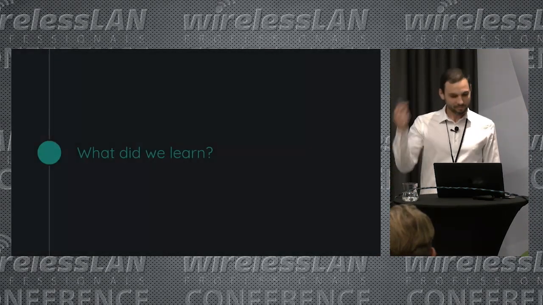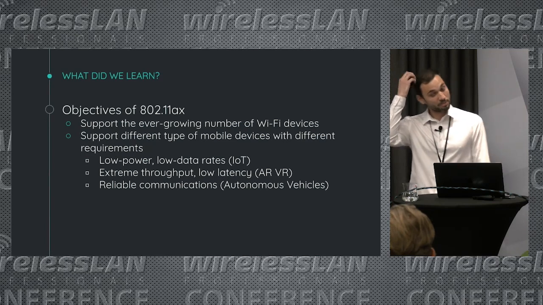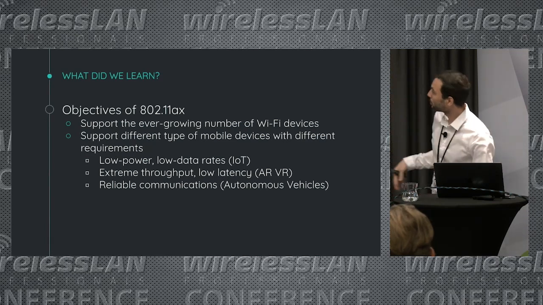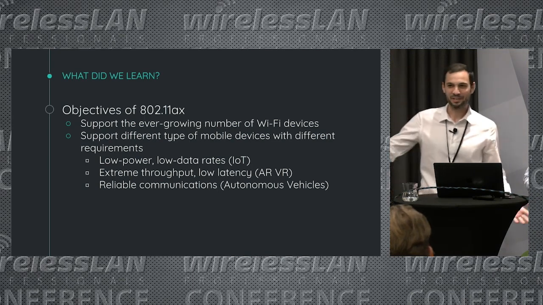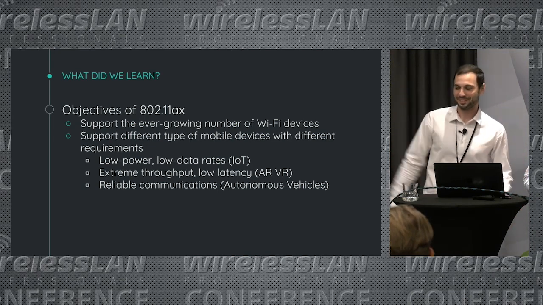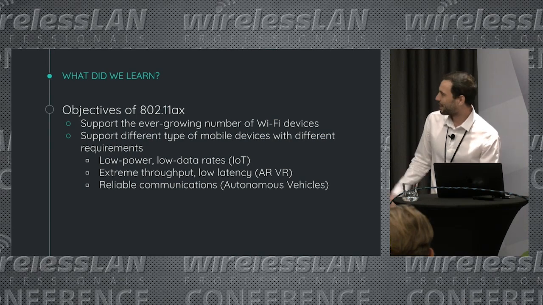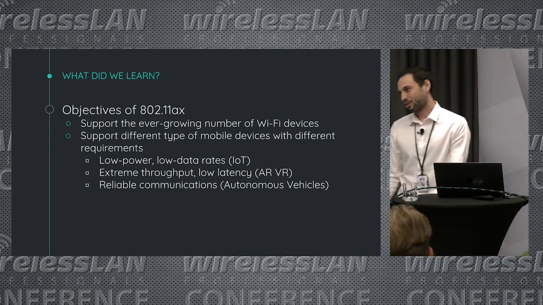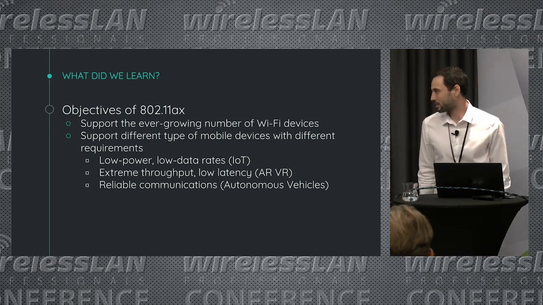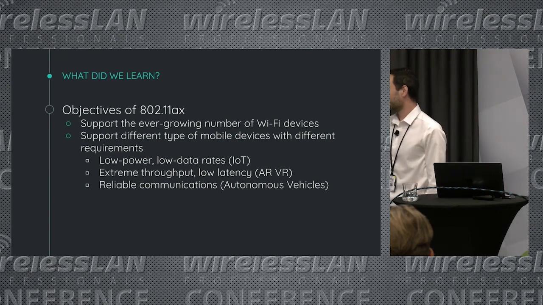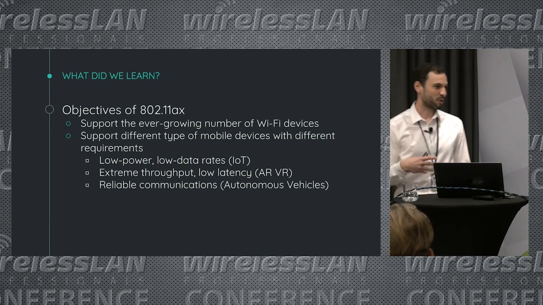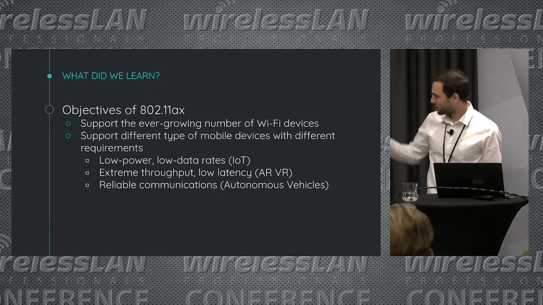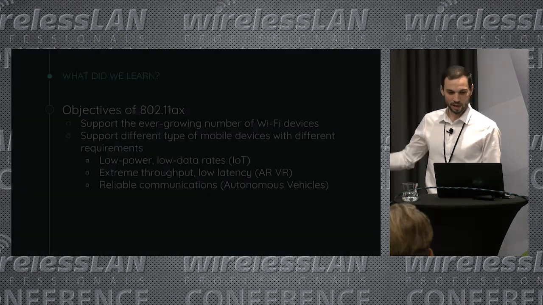So what did we learn? First, we learned about the objectives of AX. This is known: we're going to have more and more Wi-Fi devices. So good news, Wi-Fi is not going anywhere. 5G is not going to replace Wi-Fi, so we're safe. And then we're going to have different types of devices connecting to our Wi-Fi networks: IoT, AR, low power, low data rates. So different types of devices with different types of demand from a network standpoint. That was the premise for AX.